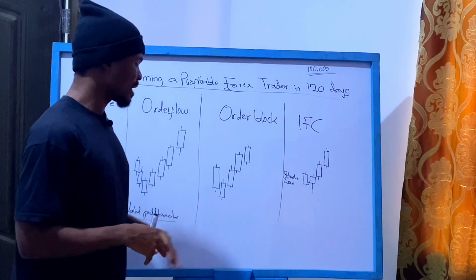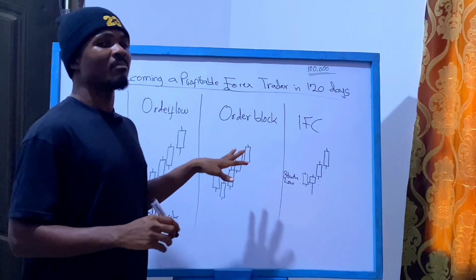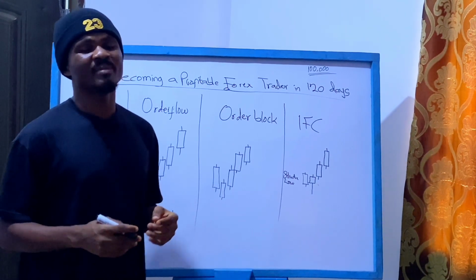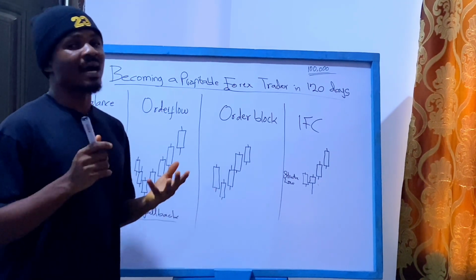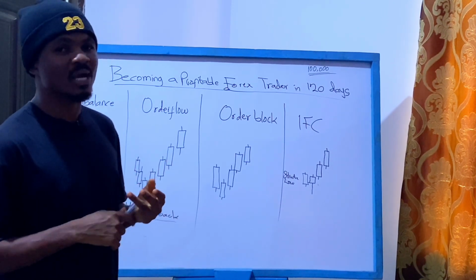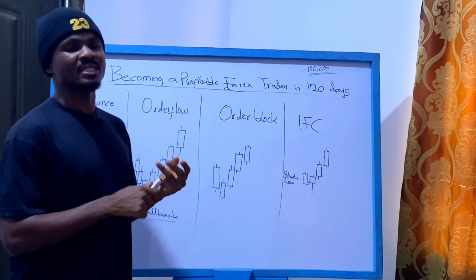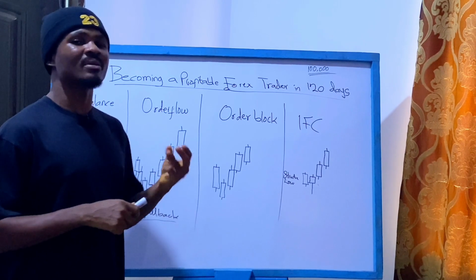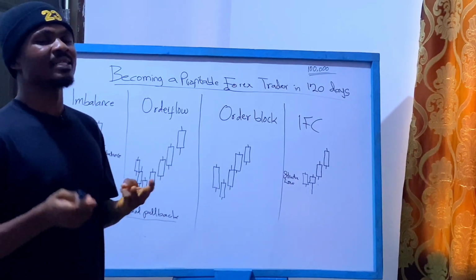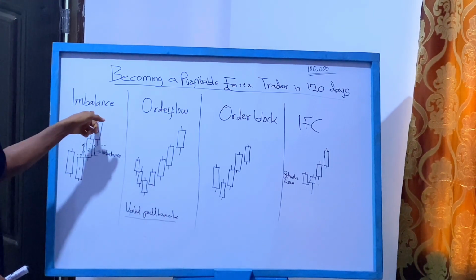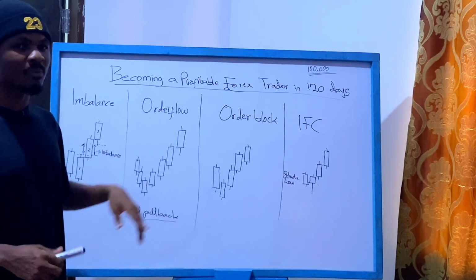Let me talk about order block now. For an order block to be valid, there are two major conditions that have to be met. The first one: a candle to be considered an order block has to take out liquidity from the previous candle. And the second thing, it must have an imbalance. That's why I said without an imbalance, an order block is not valid.